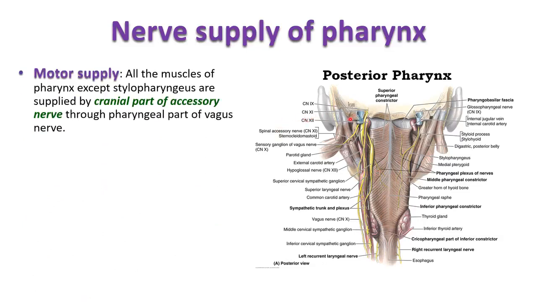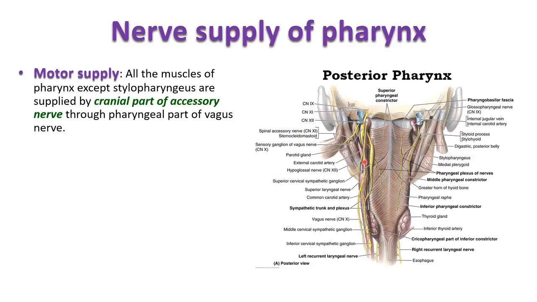So the 11th cranial nerve comes out through the jugular foramen, along with 9 and 10. The cranial part of the accessory nerve comes out through the jugular foramen, but these fibers travel only with the vagus nerve. Okay, the branches of the cranial part of accessory nerve travel with the pharyngeal branch of vagus, and they supply mainly the constrictors of the pharynx, the palatopharyngeus, and the salpingopharyngeus, except the stylopharyngeus, which is supplied by the glossopharyngeal nerve.